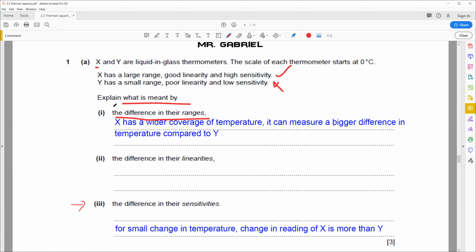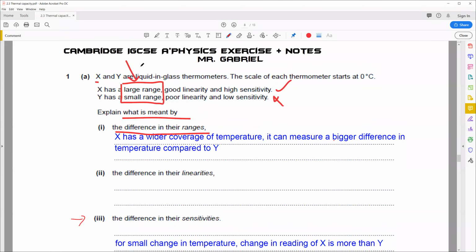If they ask you to define the difference in their range, you only need to look at this part here, right? If it has a large range, it means the temperature reading for X could be anywhere from like -20 to maybe 110 degrees Celsius. If there's a small range, it's a smaller difference between the maximum and the minimum, maybe 20 degrees Celsius all the way until 60 degrees Celsius only, right? Obviously, from here you can see that this is a large range and this is a small range.